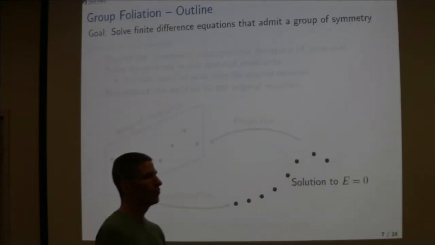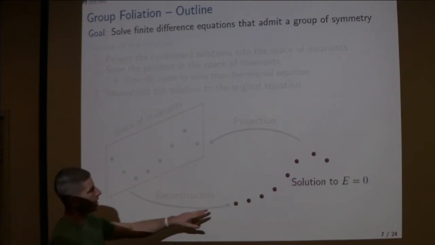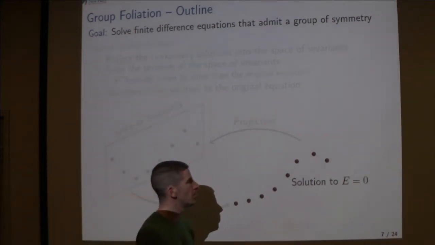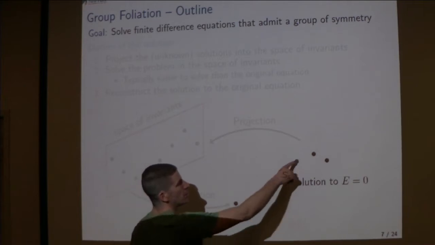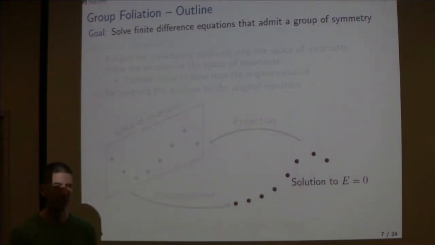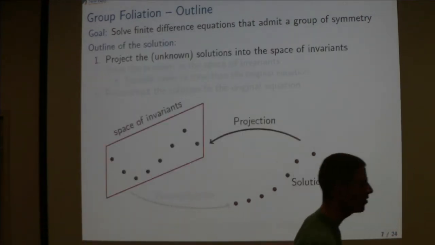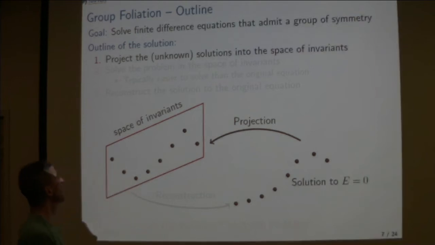And so our goal for today is, given a finite difference equation or a system of finite difference equations that admits a symmetry group, we would like to use the group to solve the equation. Okay, and so that's our goal. And so here in this picture, we have, say, an equation E equals 0, a finite difference equation, and what we're trying to do is find a discrete solution to that equation.